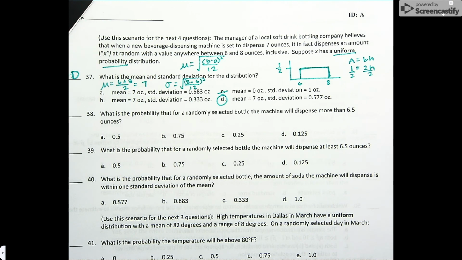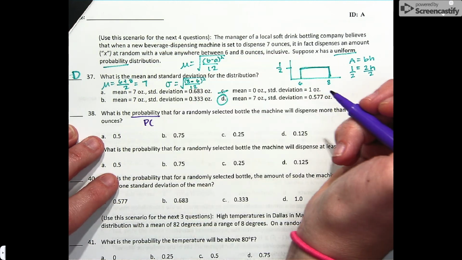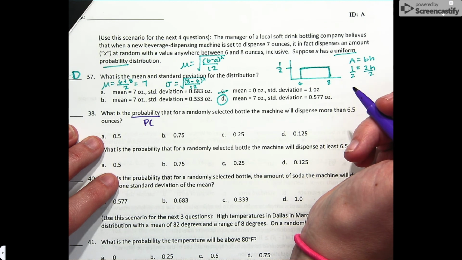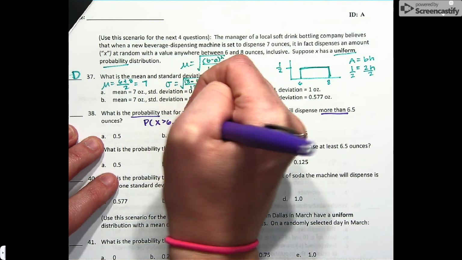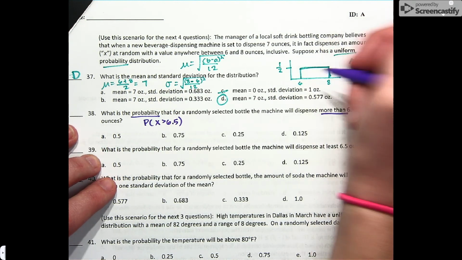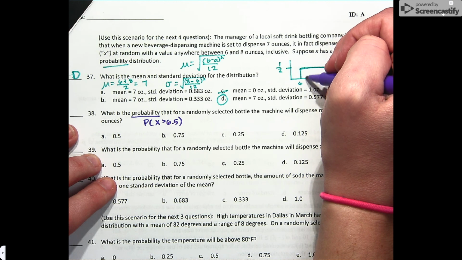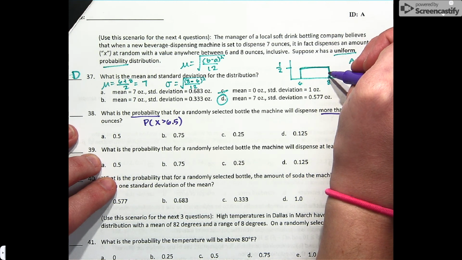Number 38, what is the probability? So now we're finding the probability that for a randomly selected bottle, the machine will dispense more than 6.5 ounces. So I want X to be more than 6.5. So essentially I'm going up to this curve, and if I want more than 6.5, it'd be 6.5 and higher, but there is a max. I need you guys to realize this.